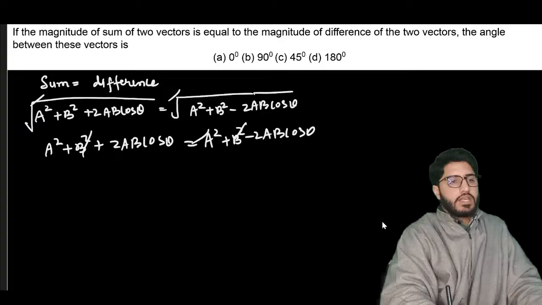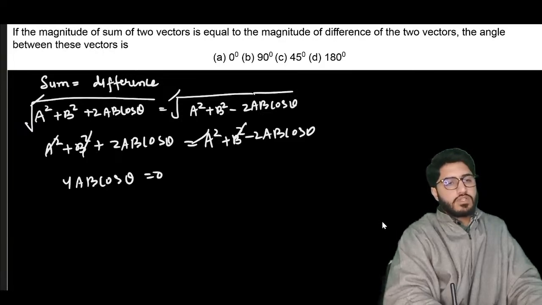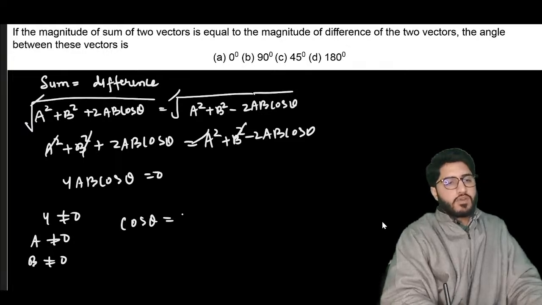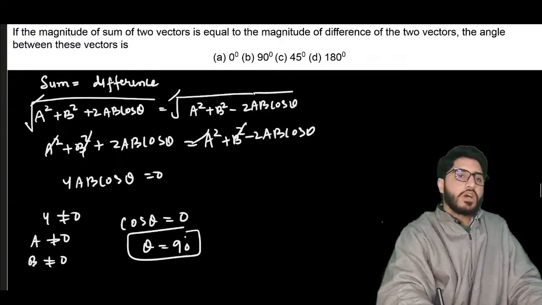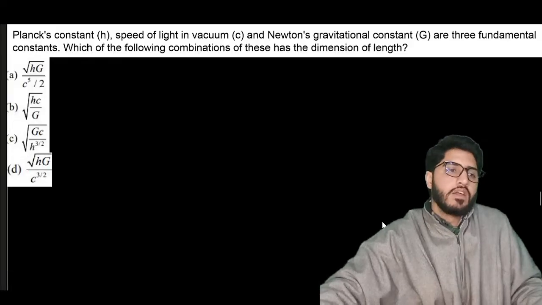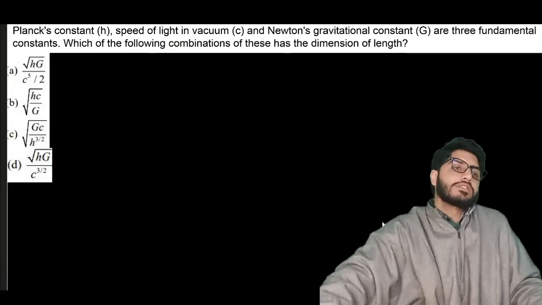B cancel out, a cancel out, so I have 4 times ab cos theta equals to 0. 4 cannot be equal to 0. Neither a cannot be equal to 0, b cannot be equal to 0. Then only cos theta can be equal to 0. So theta is equal to 90 degree. So my answer is which one? Option B, 90 degree.